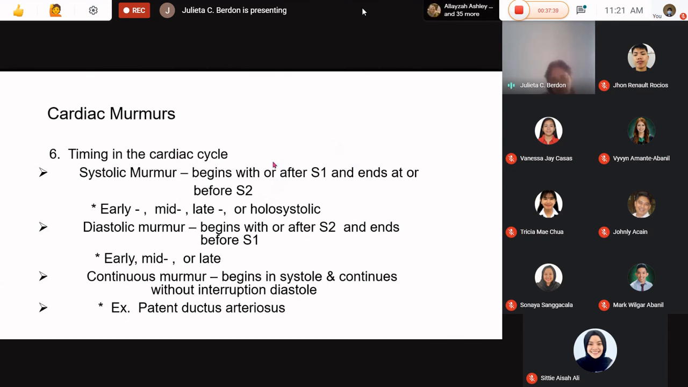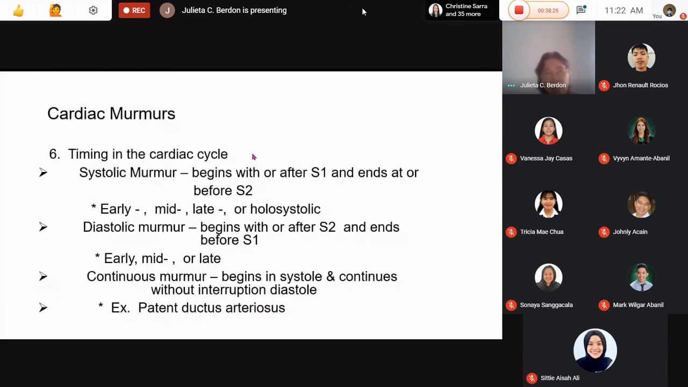What happens to your AV valves? They should be closed during systole. Imagine, the AV valves are closed. So during systole, the aortic valve and the pulmonary valve are open, so the blood is ejected, and the mitral valve and the tricuspid valve are closed so that the blood does not go back to the atria. It goes only to the aorta and the pulmonary artery. That is the position of the valves during systole.